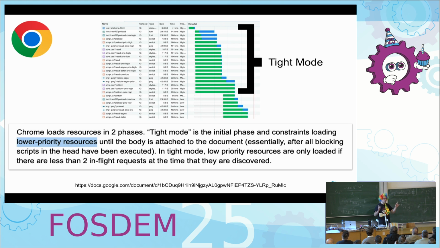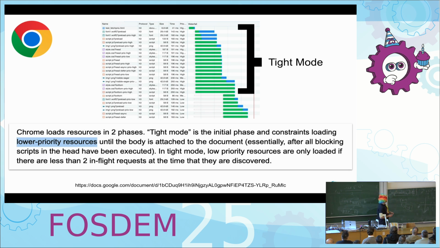Okay? Luckily, the writer anticipated my stupidness. They actually added another line. They say, what does it mean? It means essentially after all blocking scripts in the head have executed. So all blocking JavaScript in the head has to be done executing before tight mode can exit. Okay? Keep that in the back of your mind. That's going to be important.